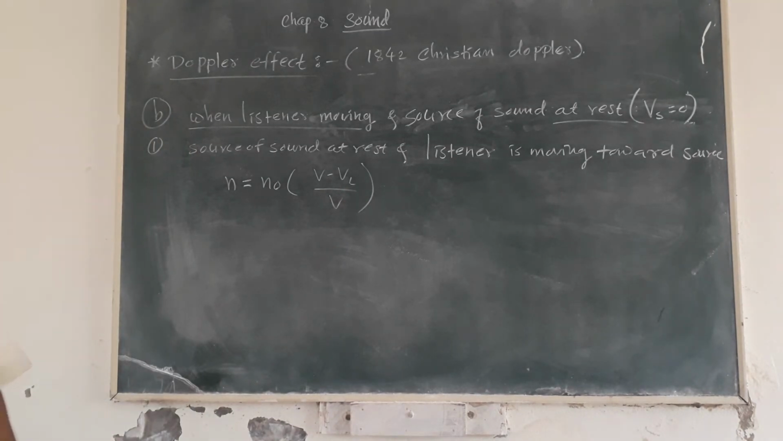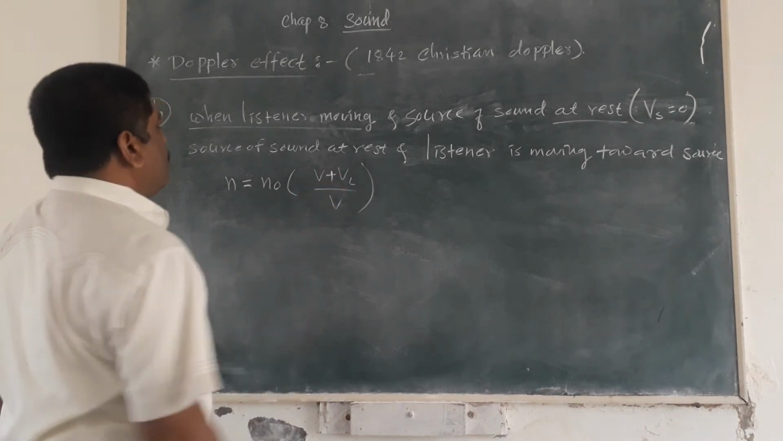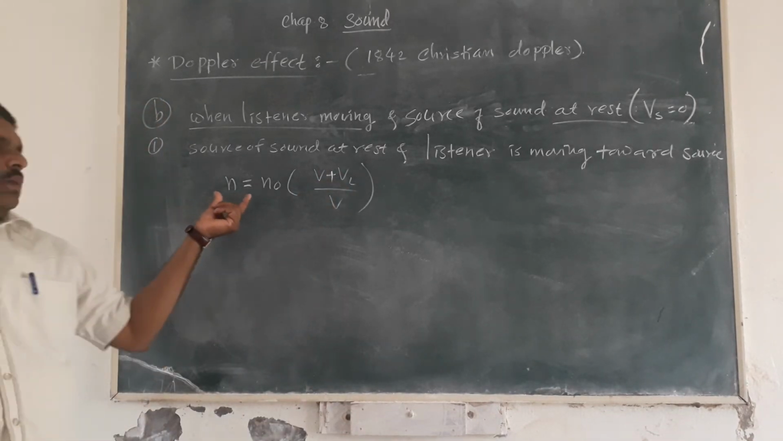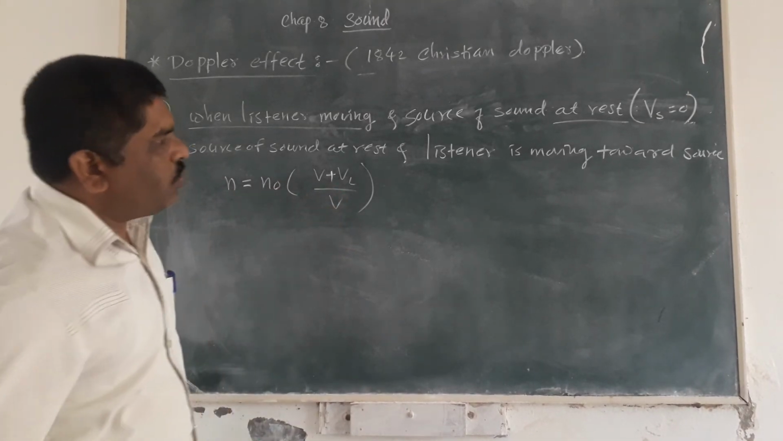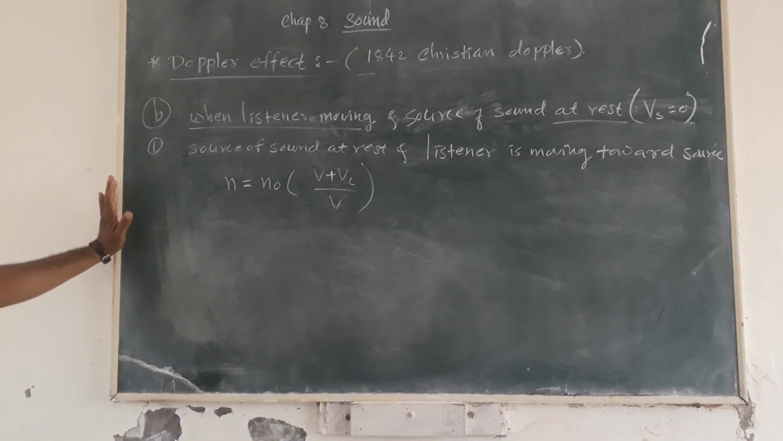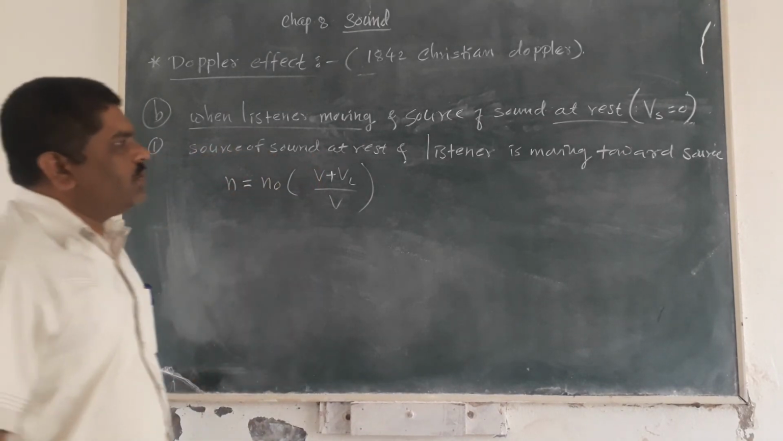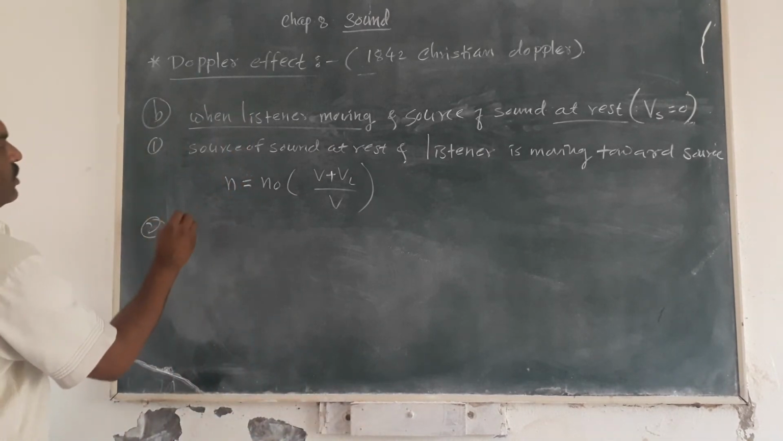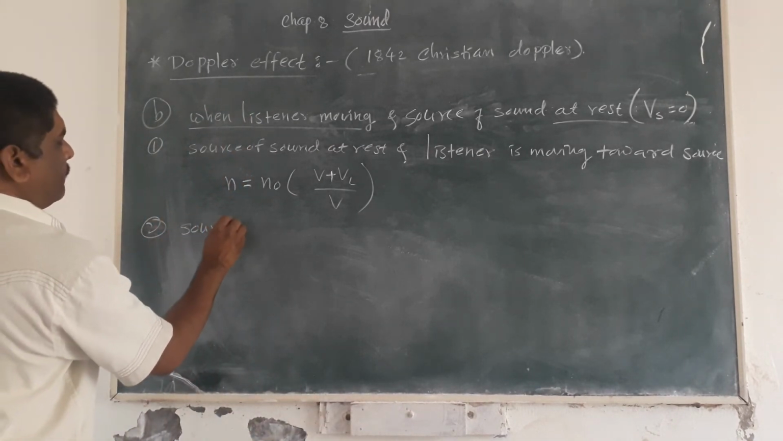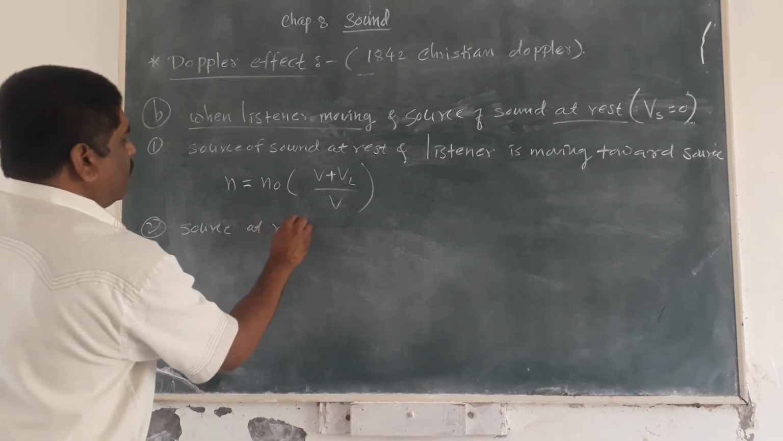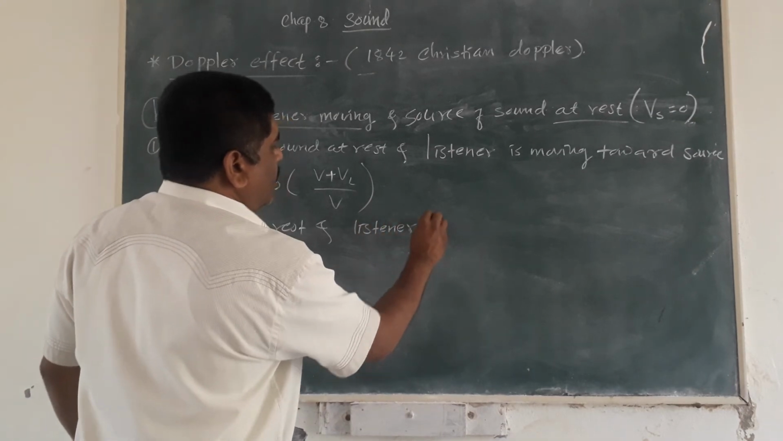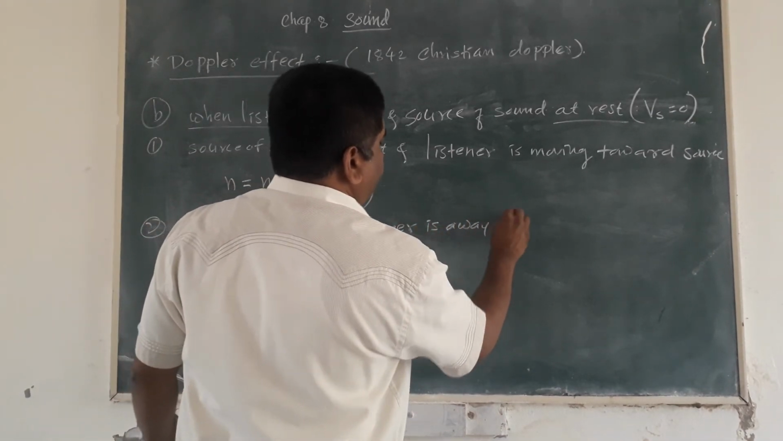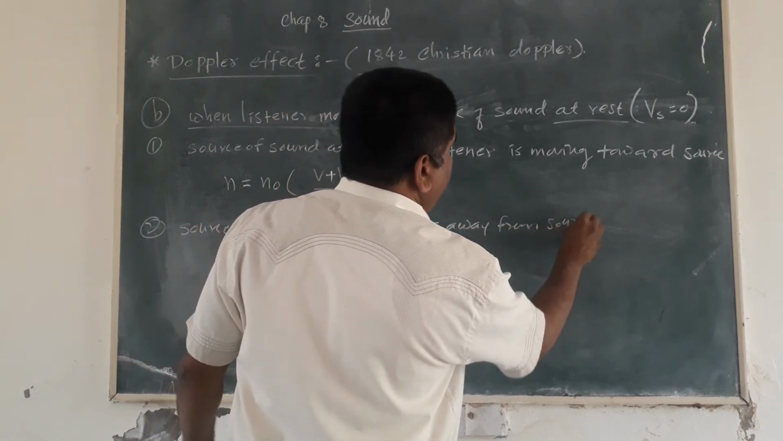Using this formula, n is equal to n0 into bracket V plus VL divided by V. Using this formula, we calculate the apparent frequency between source of sound and listener. Second type, the source at rest or stationary and listener is away from source.